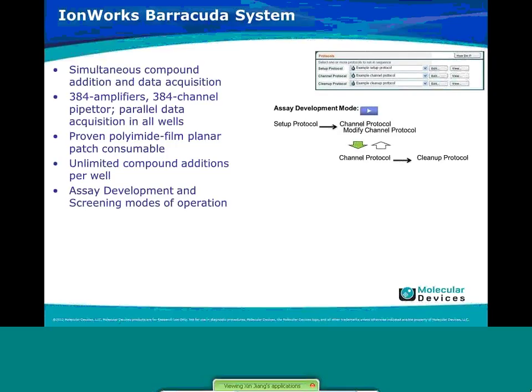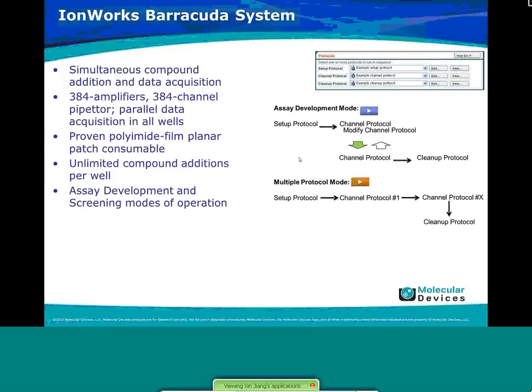The assay development mode allows you to cycle through different channel protocols after completion of the setup protocol, meaning the user can choose to modify their existing channel protocol or voltage protocol, or load a different protocol as many times as you want, or as long as the cells allow you to generate as much data as possible before moving on to the cleanup protocol to get ready for the next experiment.